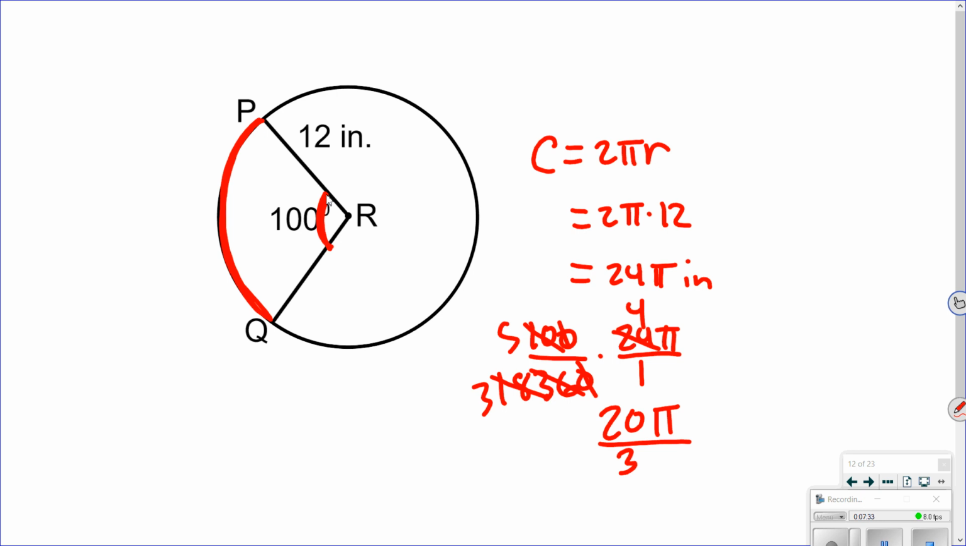Let's just check and see what that is. So 20 divided by 3 times pi. Or you could go 20 pi divided by 3. It comes out to be approximately 20.9. So approximately 20.9 inches. So if you look at that pattern, here's a formula.